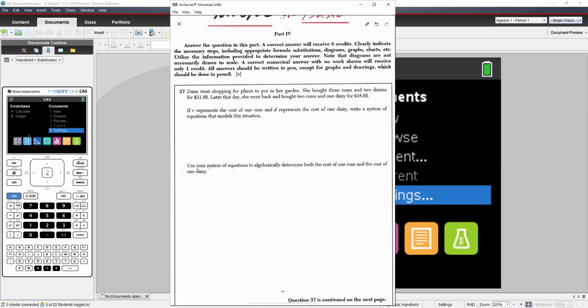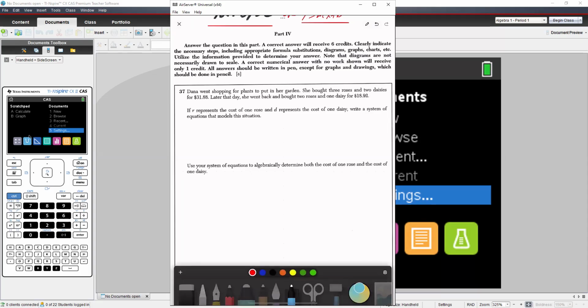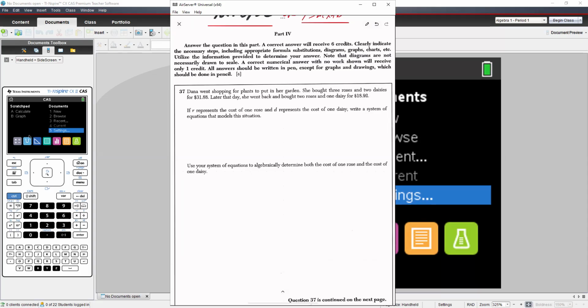It says Dana went shopping for plants to put in her garden. She bought 3 roses and 2 daisies, and it cost her $31.88. She went back later that day and bought 2 more roses and 1 more daisy, and that cost her $18.92. If R represents the cost of 1 rose and D represents the cost of 1 daisy, they want us to write a system of equations.